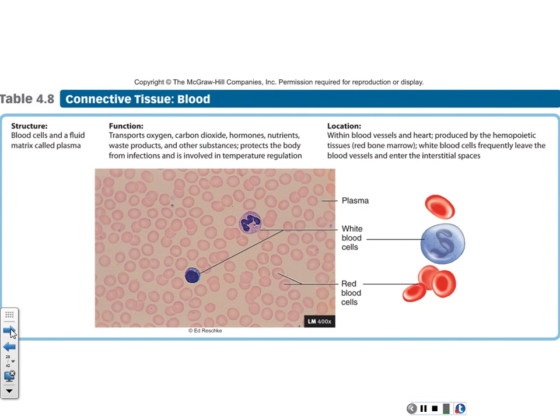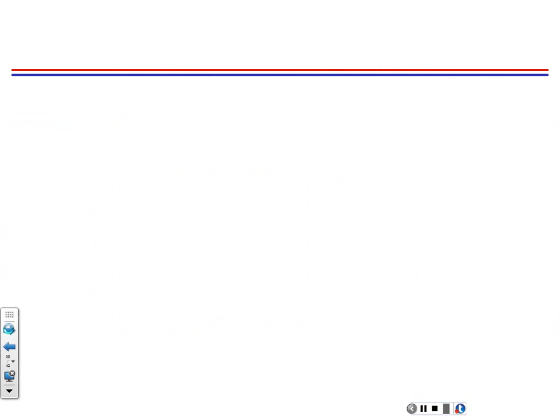And then, of course, our fluid matrix. Blood, intuitively, you can't think of it as connective tissue, but it really is. And after all, it is made in connective tissue. Right? It's just a fluid matrix. In it, you have suspended cells: white blood cells, red blood cells, and platelets. Platelets are just little fragments of cells.